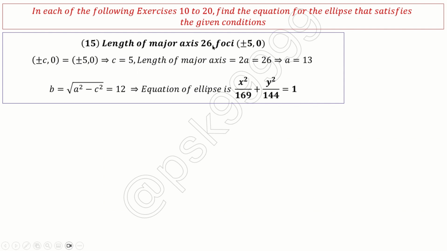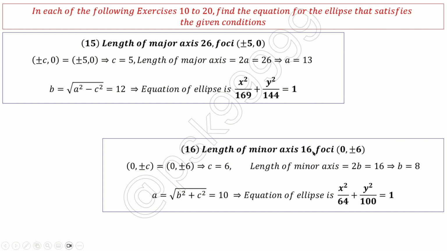Next, length of major axis is given, which is 26, and foci is plus or minus 5 comma 0. So this is my c, correct? c is 5, and length of major axis is nothing but 2a. 2a equal to 26, a is 13, so I can derive my b. b is equal to square root of a square minus c square, which is 12, right? Once I have a and b, the equation is simple because here foci is on the 5 comma 0, which is x-axis. So major axis is the x-axis. x square by 169 plus y square by 144 equal to 1.